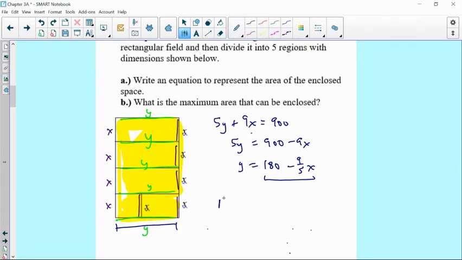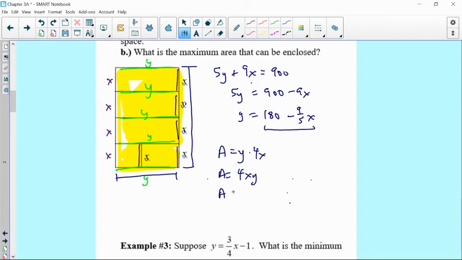So I know my area is equal to y times this height here. And what is that height? It's 1, 2, 3. This time it's 4x. So my area is equal to 4xy. And we already know what y is, so let's substitute that in. And so our area is equal to 4x times 180 minus 9/5 x. So let's go ahead and multiply that through. So that's 720x minus 36 over 5 x squared.